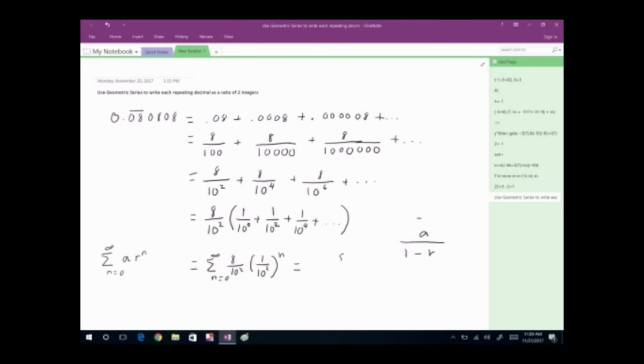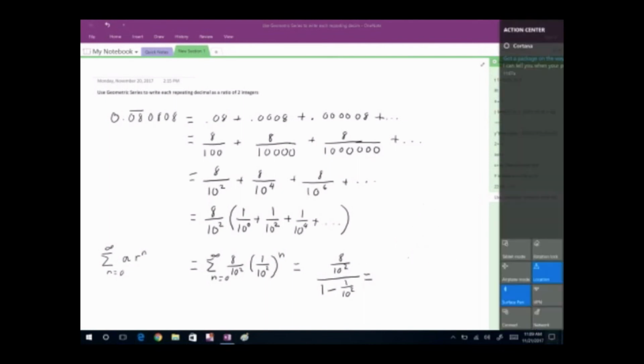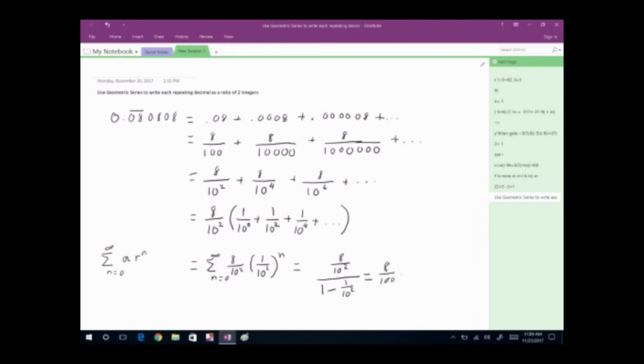A here would be 8 over 10 to the 2 power, over 1 minus r, which would be 1 over 10 to the 2 power. Now, you can crunch this number into a calculator, or we can also calculate it by hand, which would be 8 over 100 multiplied by 1 over 1 minus 1 over 100, which is 8 over 99. This would be the final answer.